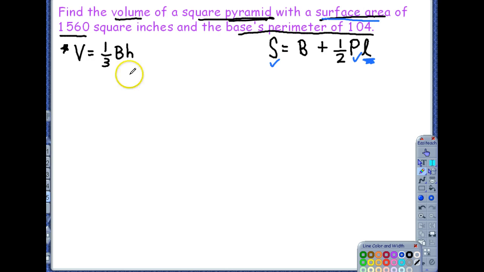I know that a lot of students would struggle on something like this because they find the base area, and then to find the height, maybe you think it's the same as the slant height. So just be cautious with that. All right, so let's talk about the fact that it is a square pyramid.